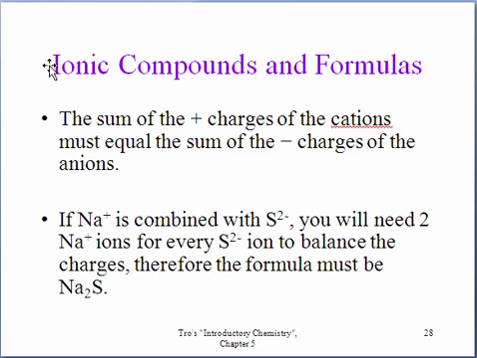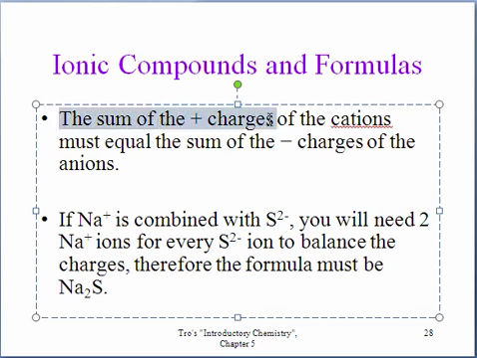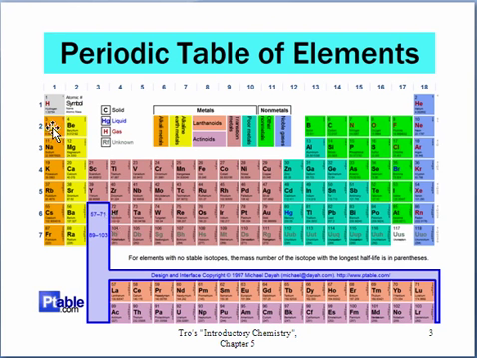In ionic compounds, the charges are key in figuring out what the formula is going to be. And the formula is going to be the smallest whole number ratio of cation to anion. As I said earlier, the sum of the positive charges, due to the cations, must equal the sum of the negative charges, due to the anions. So let's look at an example. Sodium is +1.